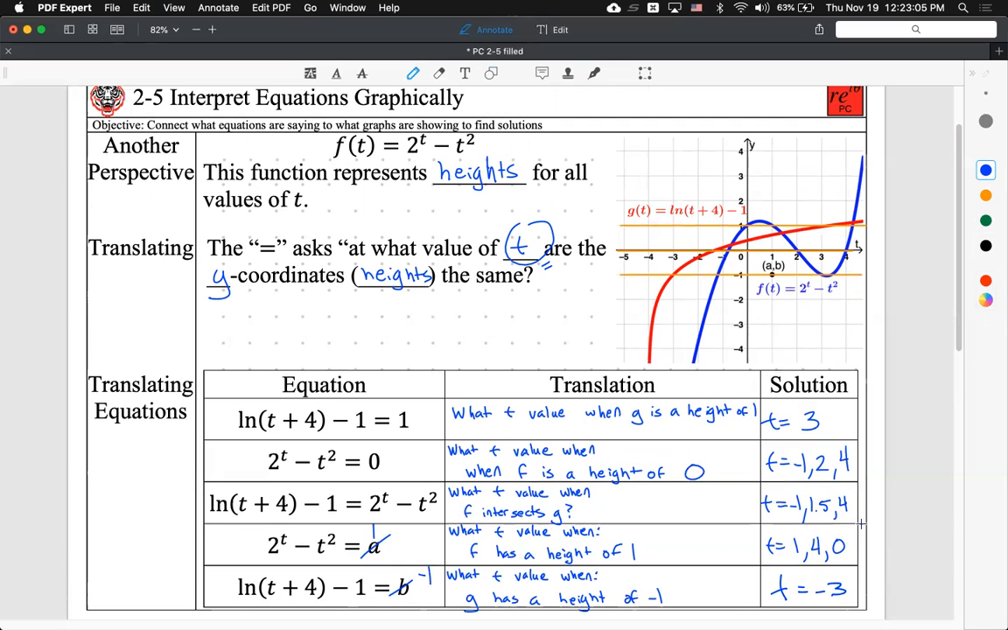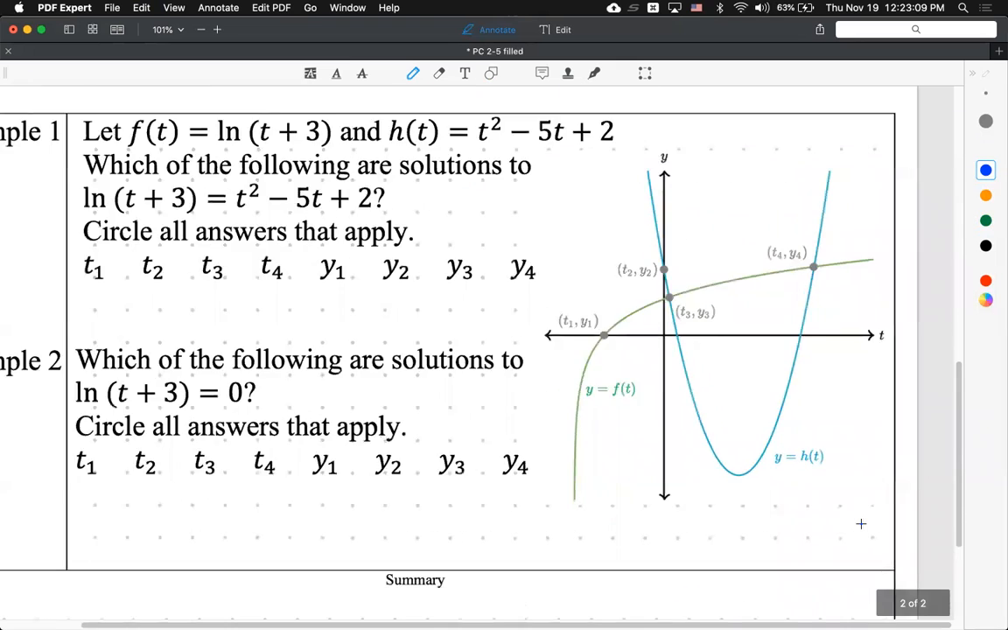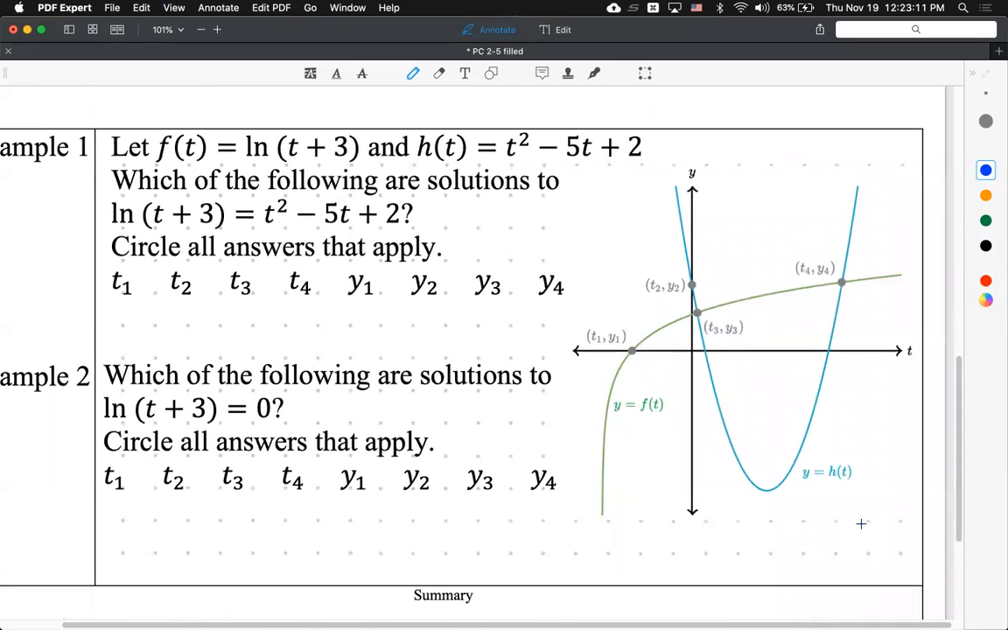All right. Let's try some more. Example number 1. Taken directly from Khan Academy. All right, so I'm giving you 2 graphs. One of them is natural log of t plus 3. That's going to be f of t. So which one does that represent? F is this red. I think it's red or green. I don't know. What is this? Green. Okay. So the green one is our f. Our h one is blue or purple, whatever that one is.